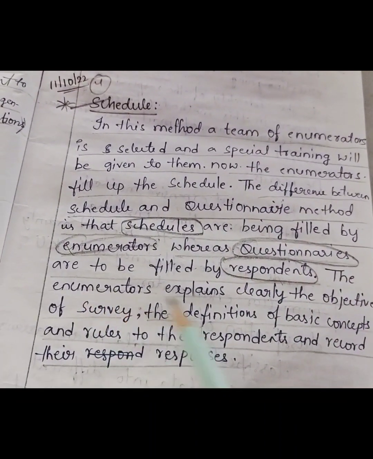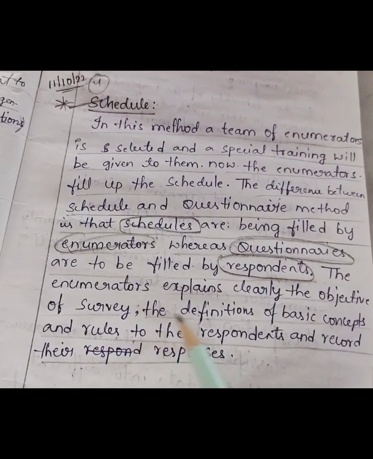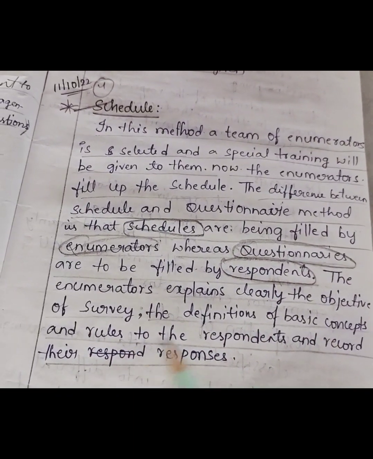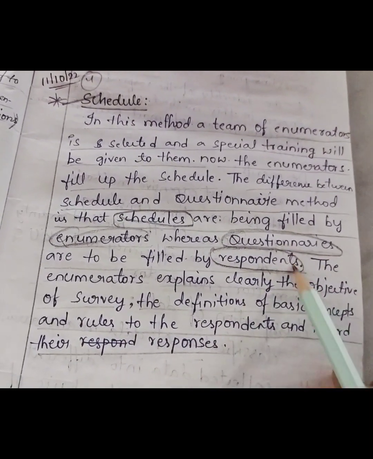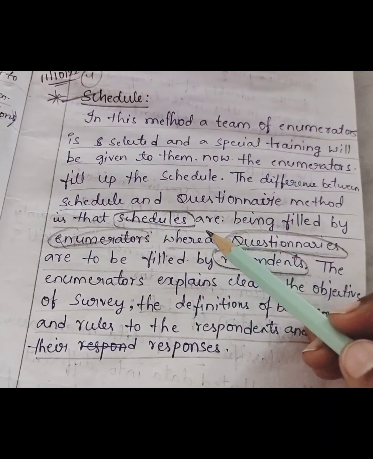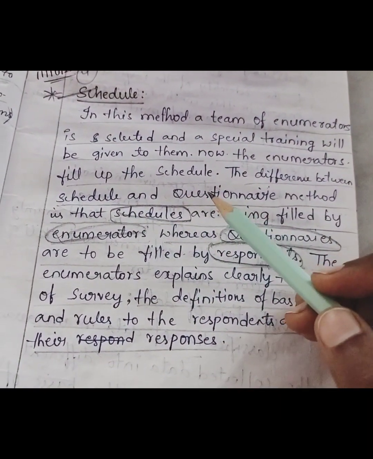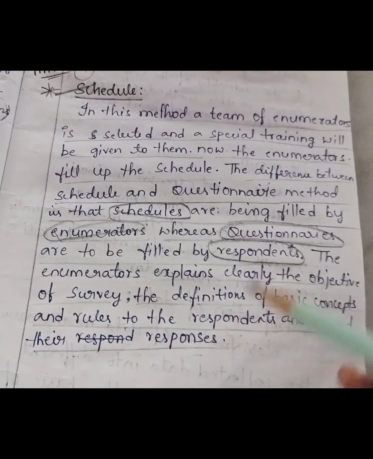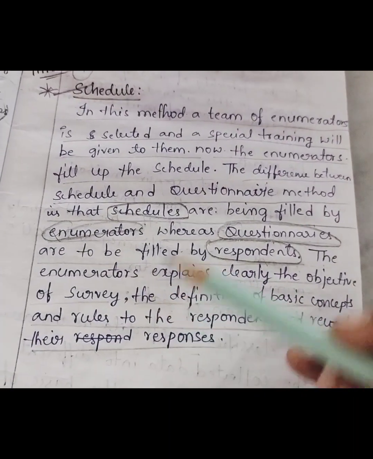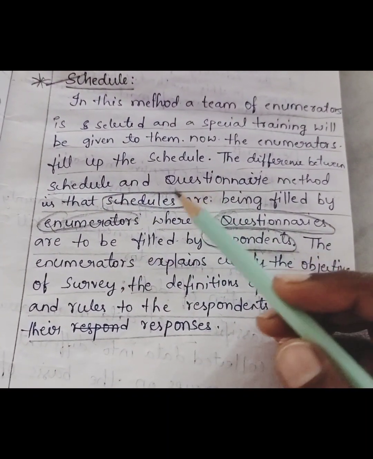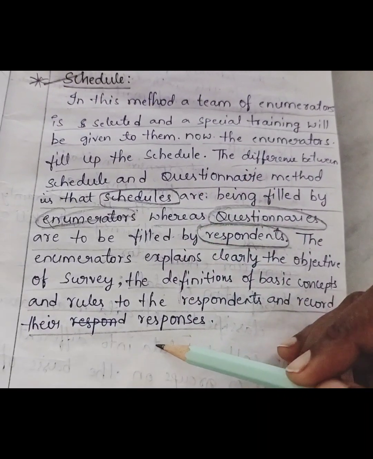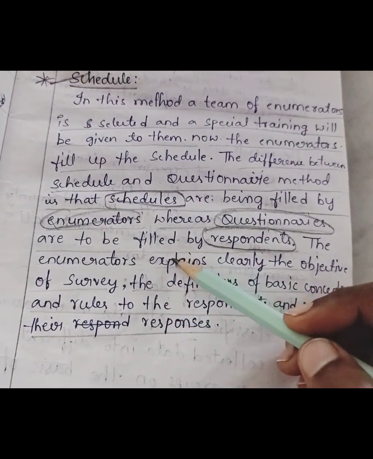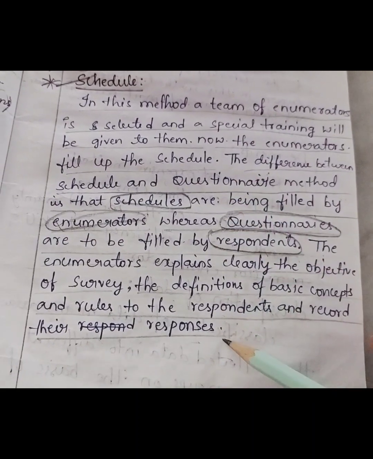And the last one, the enumerator explains clearly the objective of the survey, the definitions of the basic concepts and rules to the respondent, and records their responses. So here the enumerator clearly explains what the question is, what answer you have to give based on that, and he clearly explains the rules also, to make the respondent understand the question clearly, and the respondents are expected to answer. Once they have given the answer, he records them carefully. So this is what happens in schedule.